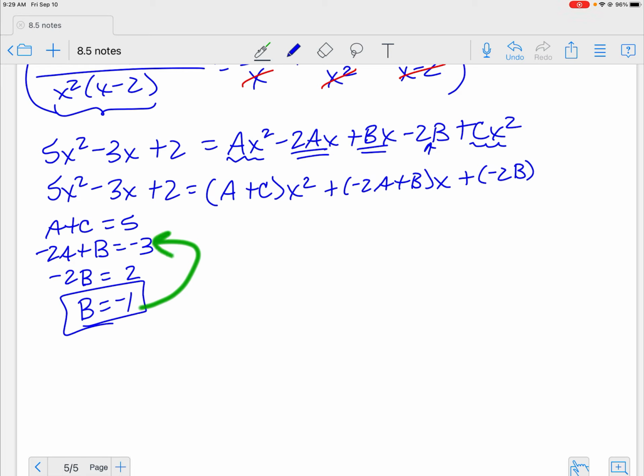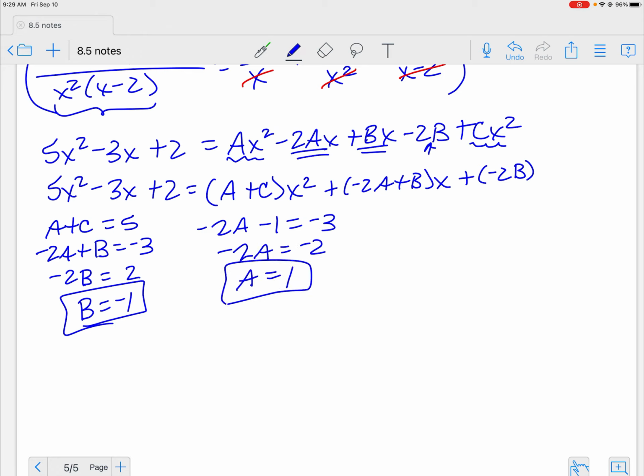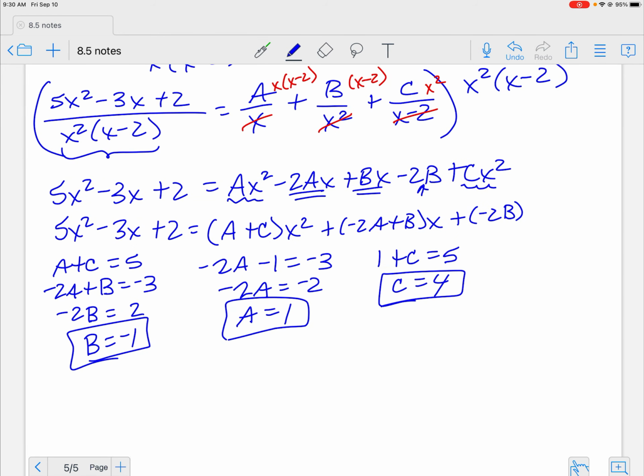Now, make your life easy. If you plug this B into this second equation, you know A. So negative 2A minus 1 is equal to negative 3. Negative 2A is equal to negative 2, and A is 1. Once you now know A, plug that in to get your C. 1 plus C is equal to 5. C is equal to 4. I didn't have to do a single system. Woo! Enjoy those nice easy ones when you can get them.